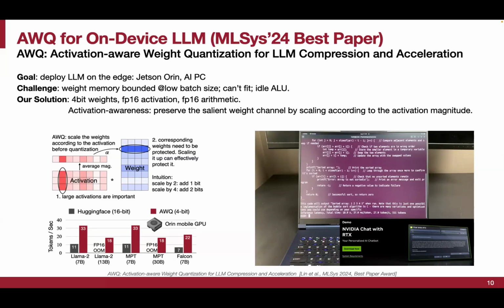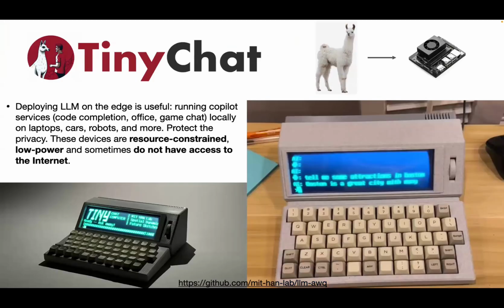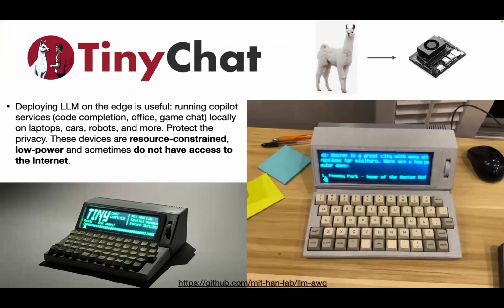In particular, if an activation channel is big, then we have to scale up the corresponding weight channel. The intuition is that if you scale it by 2, you are effectively adding 1 more bit, assuming other weights stay the same. If you are scaling by 4, you are effectively adding 2 more bits. So in this way, we can deploy the 7 billion and 13 billion parameter model on an edge device.